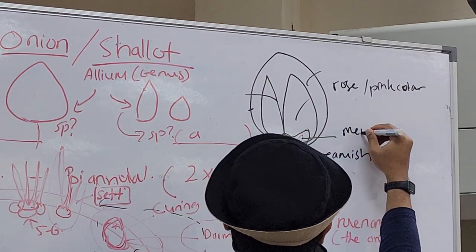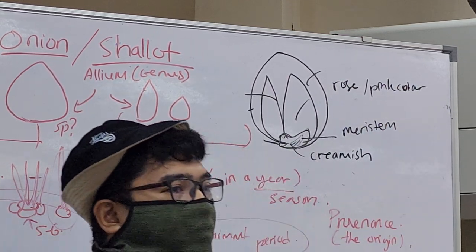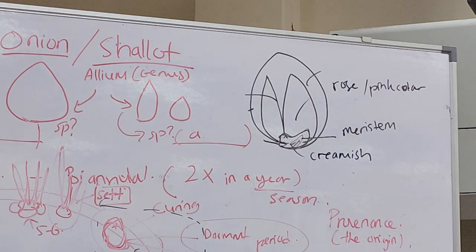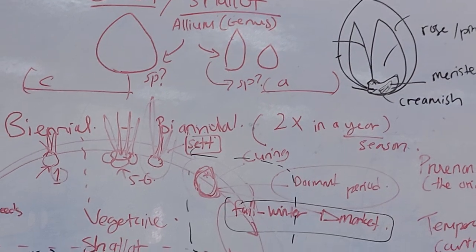So this part here is actually the meristem. Do you know meristem? Do you have meristem? I just want to see who says we have meristem. One, two, three, four, five. Oh, suddenly. Okay, so the rest? You don't think we have meristem? No. You don't think so? Okay.